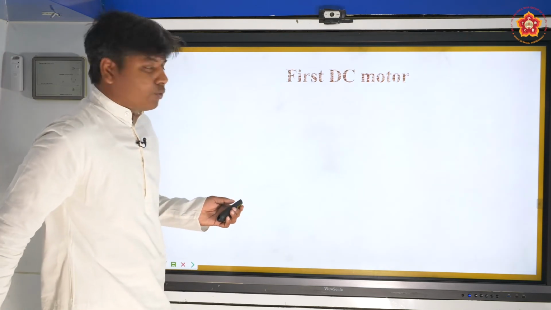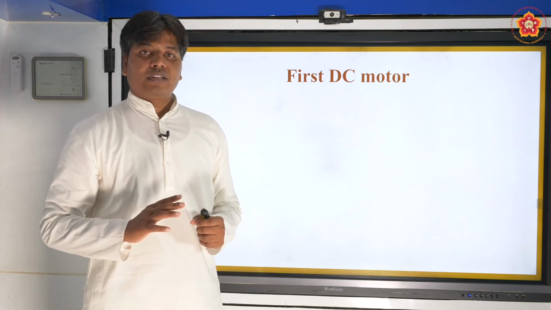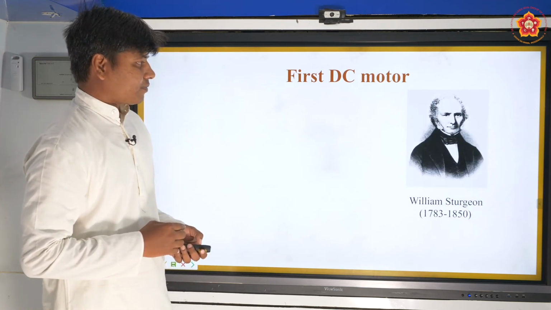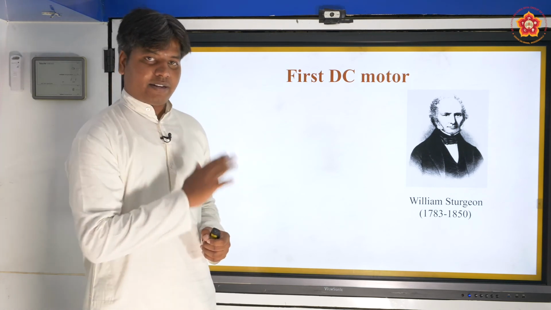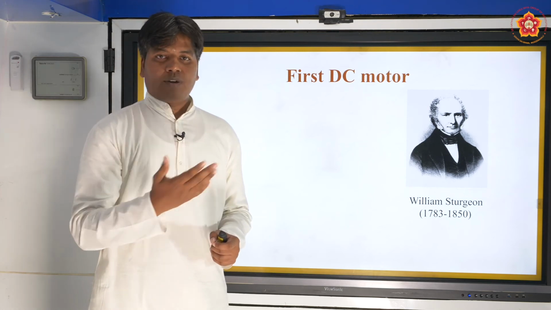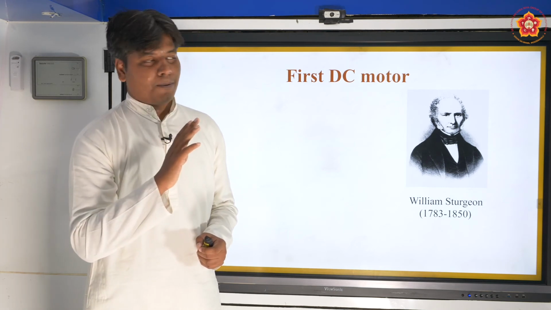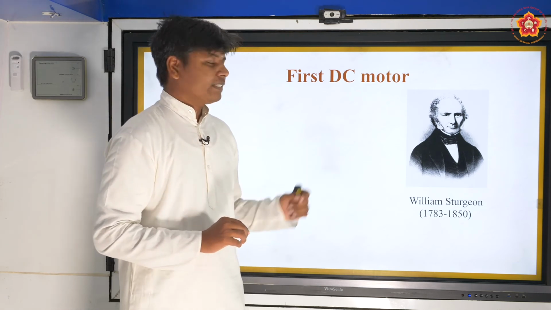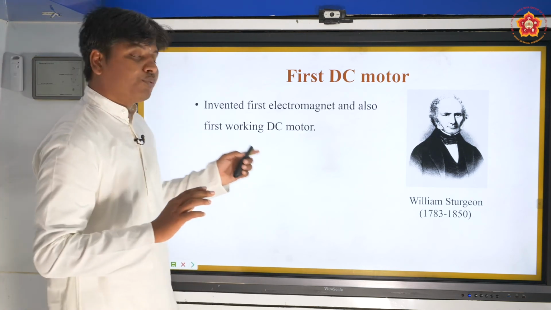You can see. Now, having discussed this topic, we need to know who invented this, right? William Sturgeon. After in the 1800s, we saw Volta invented the battery, okay? And then 1820, Oersted's experiment. What he told was, a current carrying conductor has a magnetic field around it. Now, after 5 years, in 1825, he invented the first electromagnet, and also the first working DC motor.